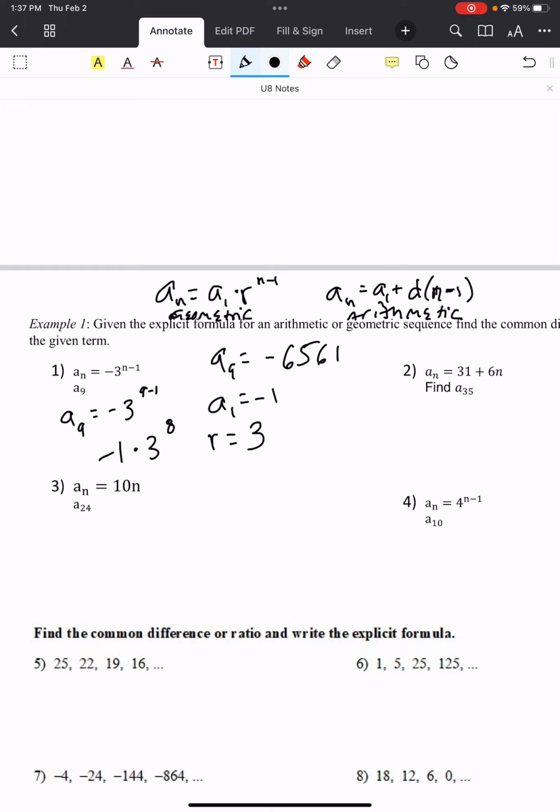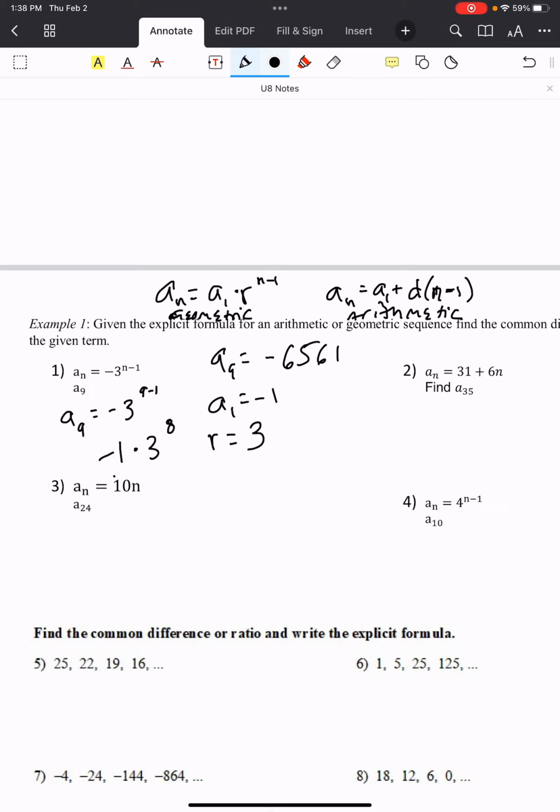-3. Positive 3. The negative is part of the a sub 1. Oh, okay. Does that make sense, Aisha? Yeah? No. Okay, but look, these are separate. Oh, okay. I get it now.